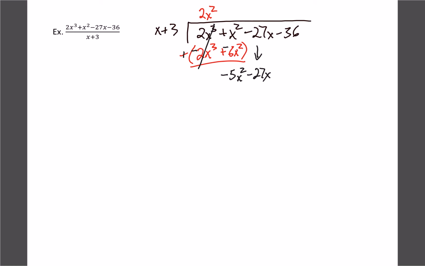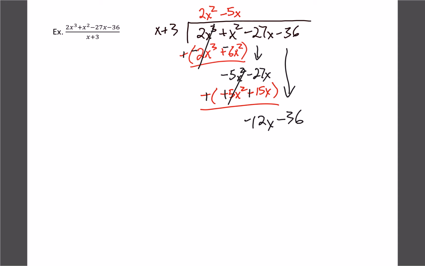x into negative 5x squared goes negative 5x times. Multiply that out: negative 5x times x, negative 5x times 3. Subtract by adding our opposites again. So that gives us 0 for the first one and negative 12x for the last one. Bring down our 36, and we're ready to go.